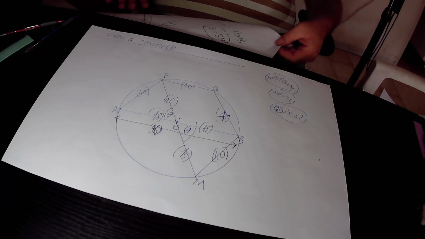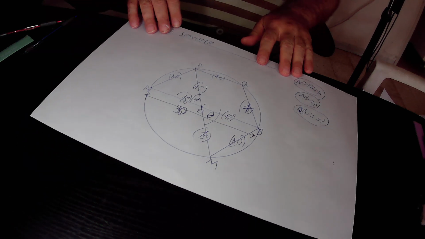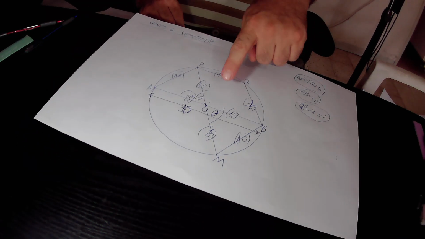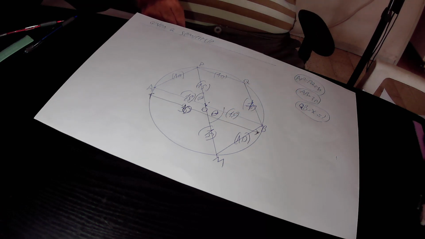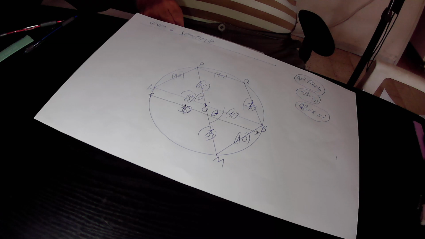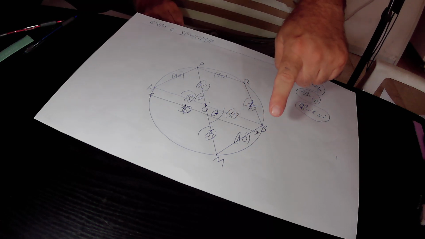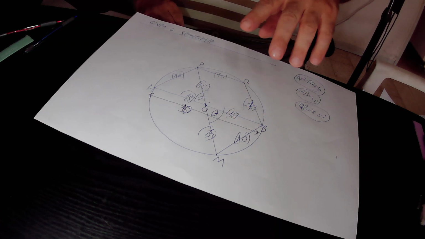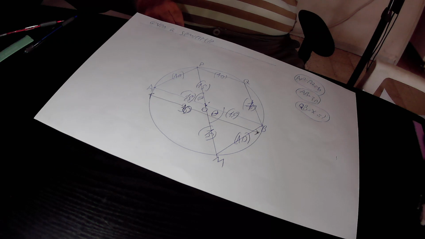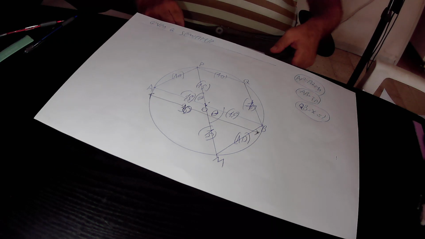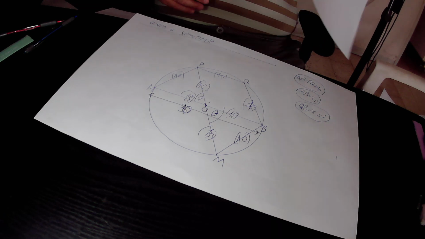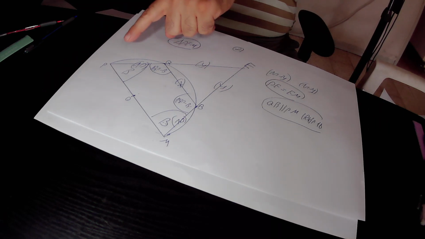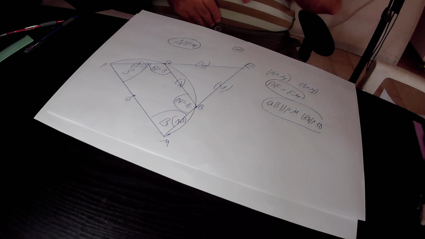Okay, so we know that chord PM passes through point O, the center of this circle. We know that any chord that passes through the center of a circle must be a diameter of the circle. So PM is the diameter of the semicircle, and you can analyze this semicircle with the diameter PM. So this is the semicircle with the diameter PM, the diameter of the original circle.